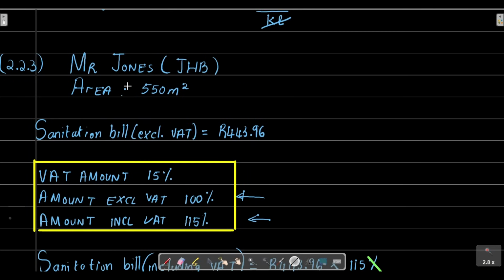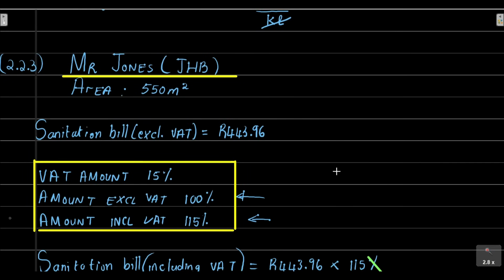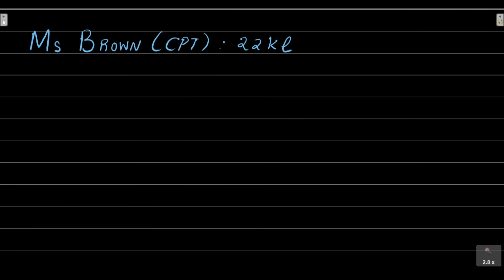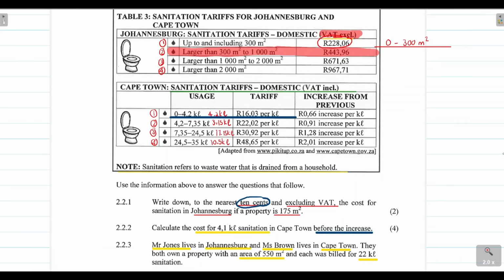Okay, so now let's calculate Miss Brown's sanitation bill. We are told that Miss Brown stays in Cape Town, and that she made use of 22 kiloliters of water waste. Based on that information, we want to calculate the sanitation bill. If she has used 22 kiloliters of sanitation, how do we go about calculating the sanitation bill that she has to pay?